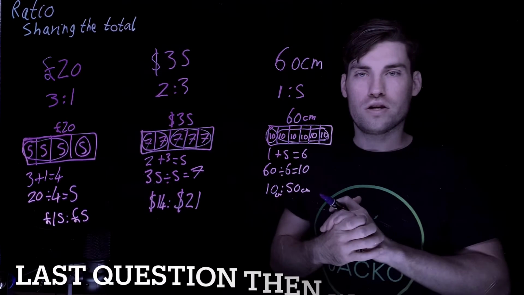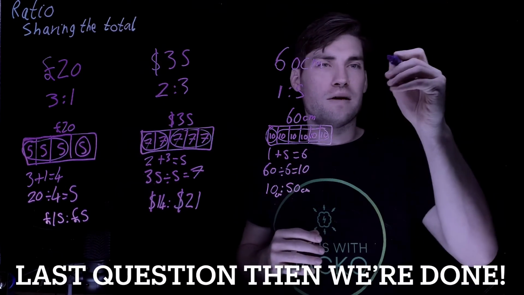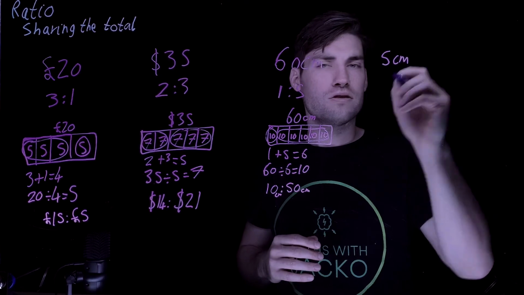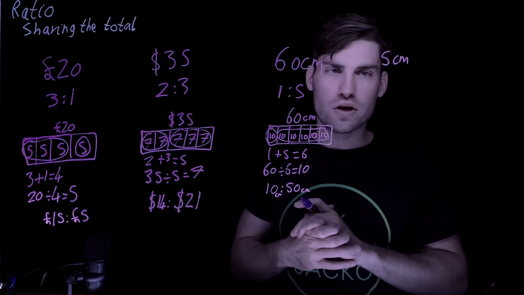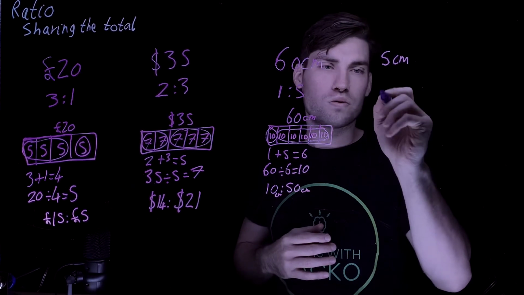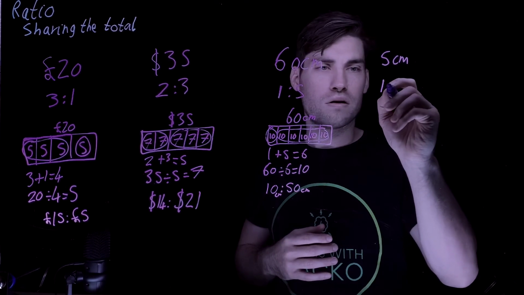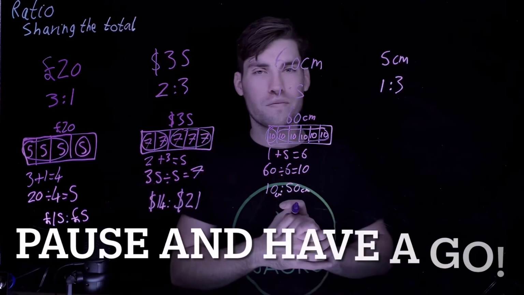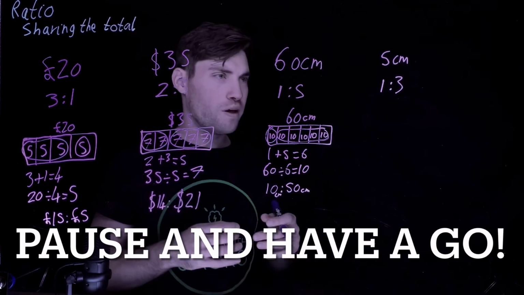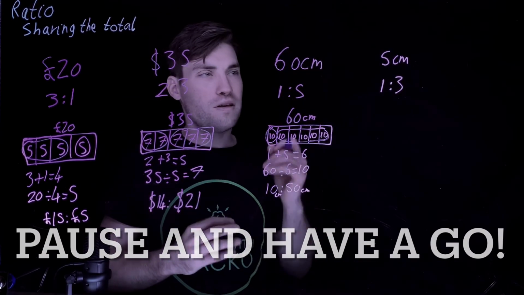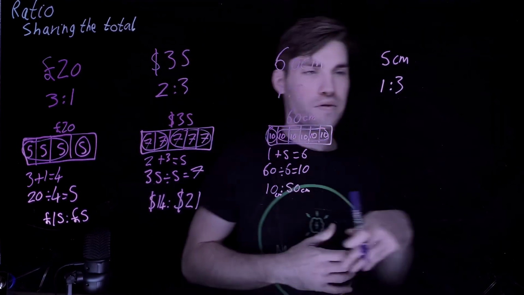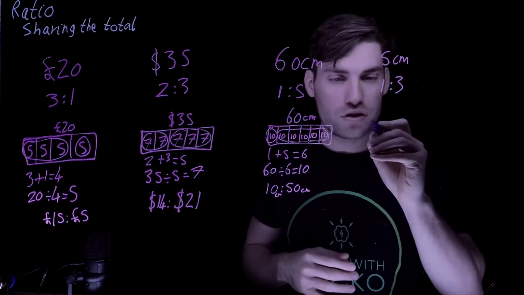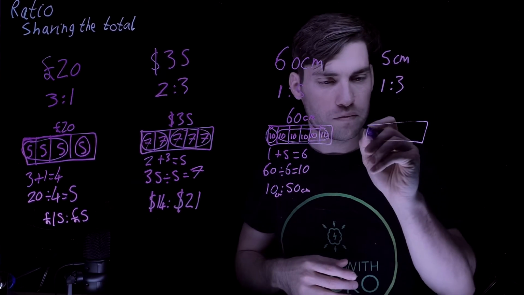Right, let's do this time 5 centimetres in the ratio of 1 to 3. So pause the video, have a go. Okay, so you may realise this time you're getting a decimal as your answer. Yeah, which is perfectly normal. You can get that, it doesn't matter. Yeah, but still follow the process, or draw a bar.